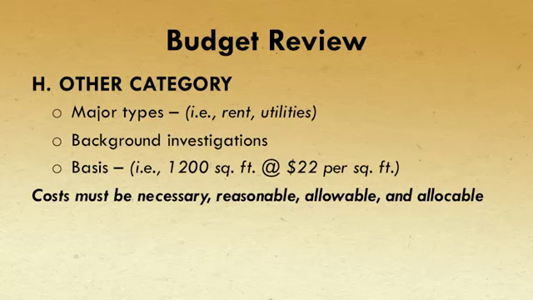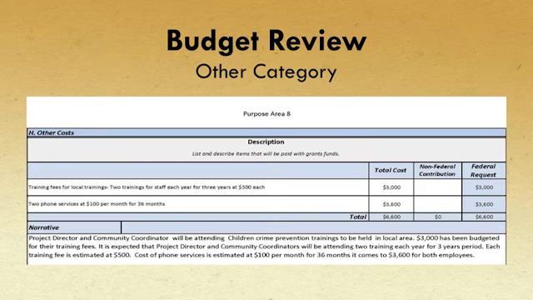The other category. Generally, if it did not fit within one of the previous categories just discussed, then it must belong in the other category. Now, the same requirements hold true for this budget category as well. Costs should be identified by their major types, and the basis for those costs should be included. Once again, this slide shows how the other categories should be broken out along with a narrative.